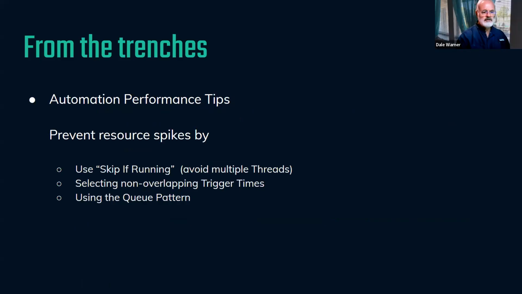So now more from the trenches. We had a support case that pointed out that there are some things you can do in automation that potentially could cause some performance issues, some resource spikes, using up your CPU, using up your memory. I just wanted to point out the issue and the easy solutions to that. So we provide a variety of tools. There's skip if running. There are overlapping trigger times that you're in control of, and then just a quick reminder to use the queue pattern.